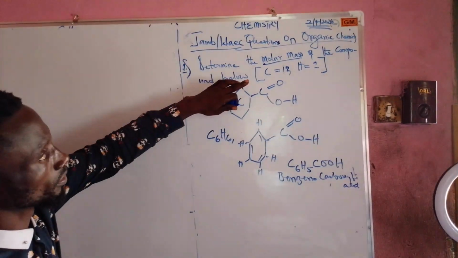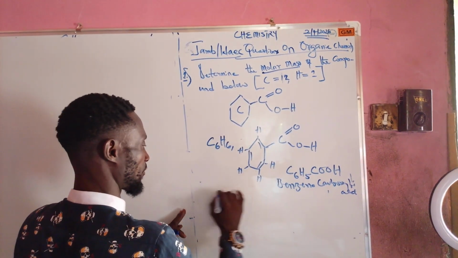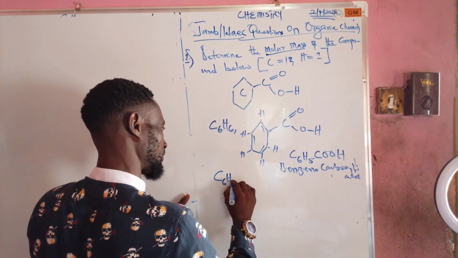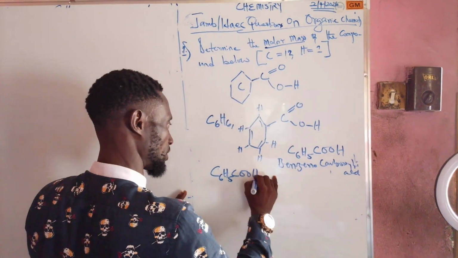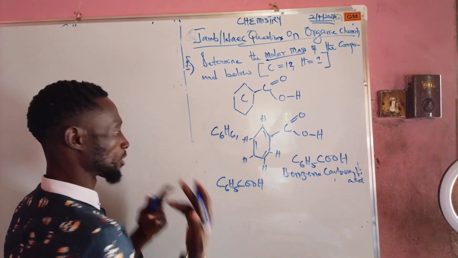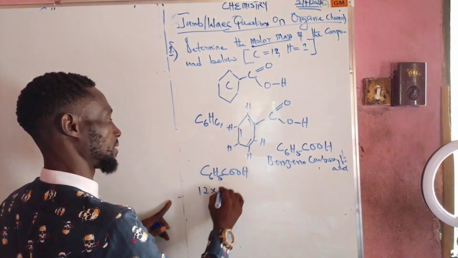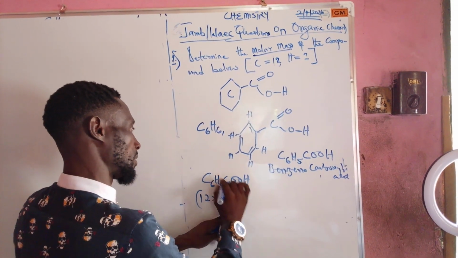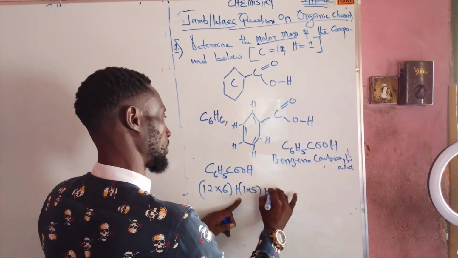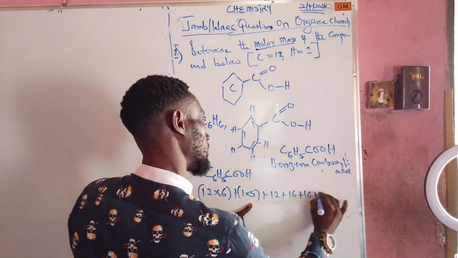Now, to go further to looking at the molar mass of this compound, what do we do? Bring out the general molecular formula of the compound, which is C6H5COOH. Now from here, looking at your bracket, the atomic mass of carbon has been given. Multiply the atomic mass of carbon by the subscript. Here we have 12 times 6, close the bracket, plus 1 times 5, because the atomic mass of hydrogen is 1. So 1 times 5, plus carbon is 12, plus oxygen 16, plus oxygen 16, plus 1.